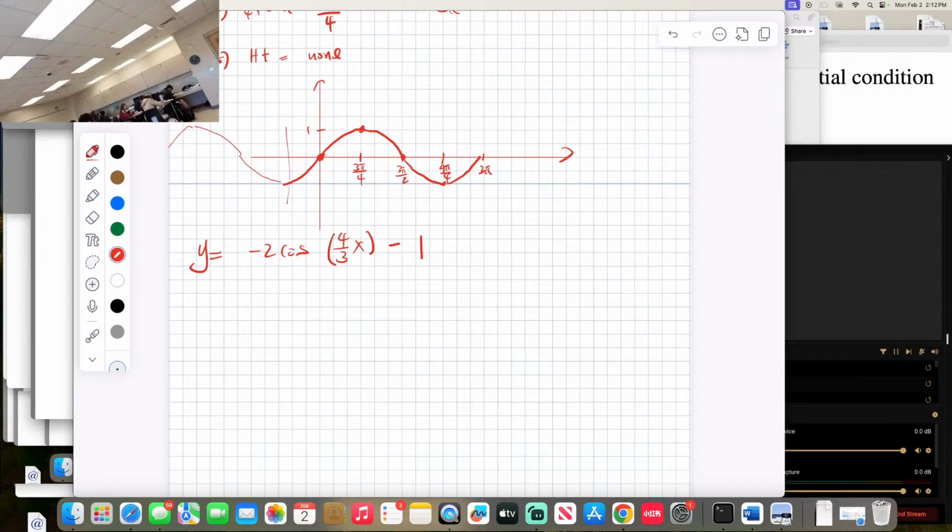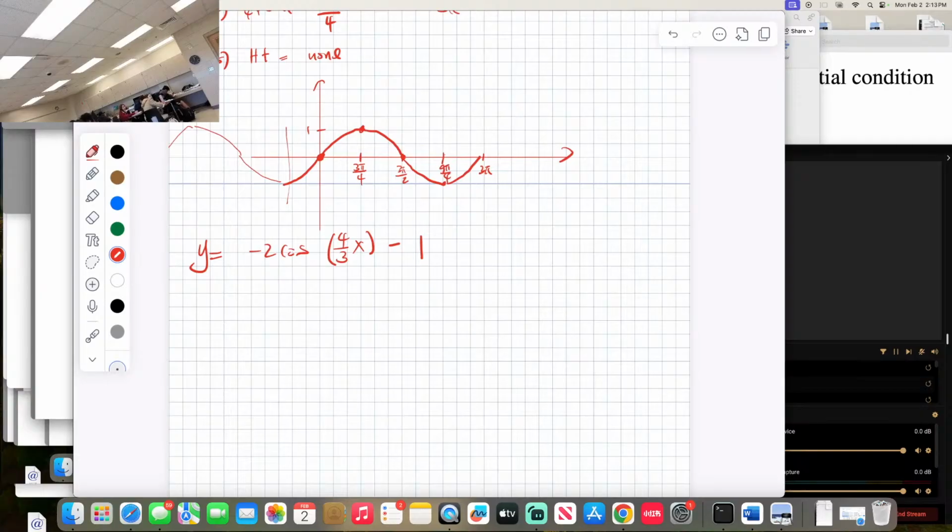-2 cosine of 4/3 x minus 1. So figure out what the amplitude is. Figure out what the midline is. Graph the midline first. Now the period is going to be 2 pi over b. But what is b? Oh, you gave us the period.